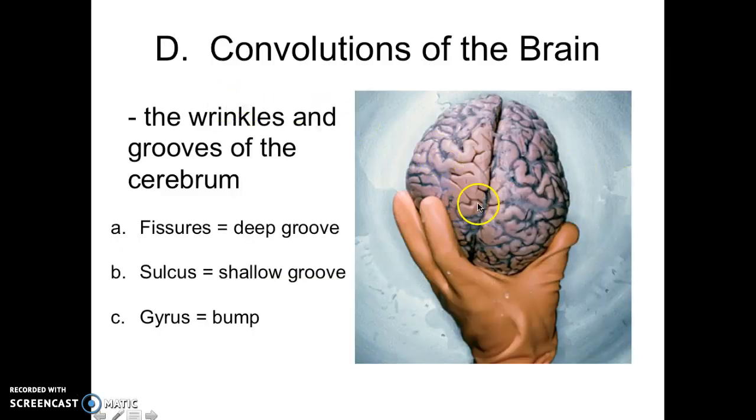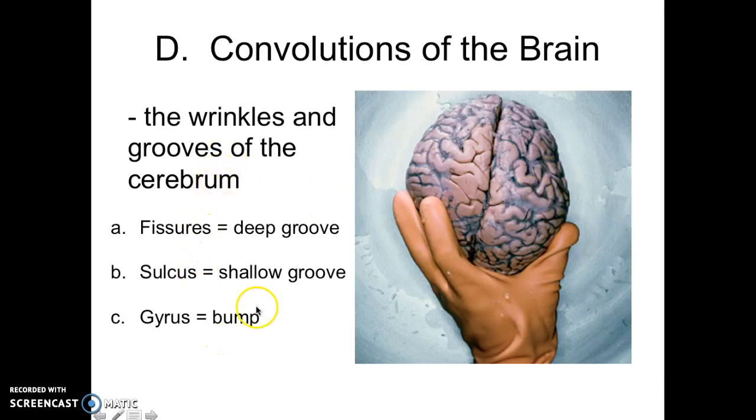So when you look at your brain, it's not smooth, right? You have different grooves and bumps. So you have something called fissures, F-I-S-S-U-R-E-S, fissures. Those are the deep grooves. So if you can put your finger in past your knuckles, that's a fissure. The sulci are all these shallow grooves. This would be like you could maybe get your fingertip in. So the sulcus is what makes all these, and the bump where it raises is called the gyrus.